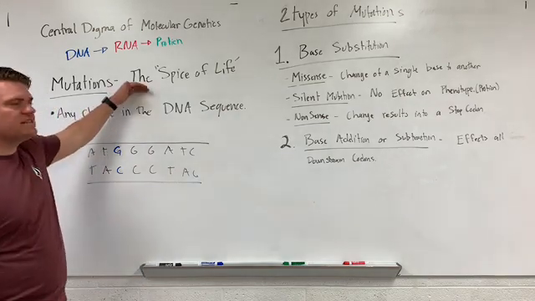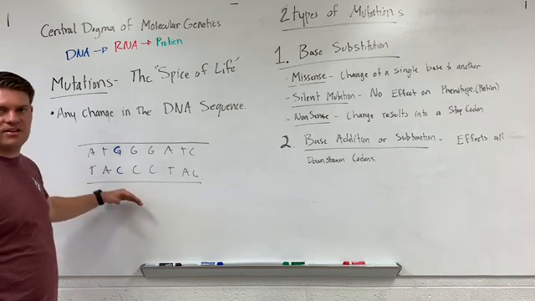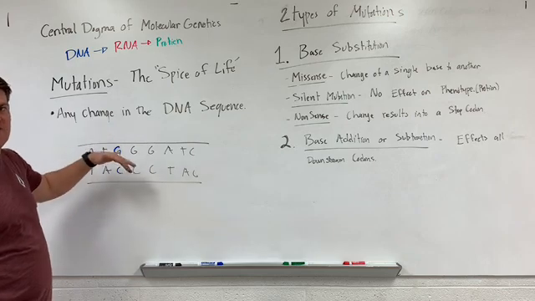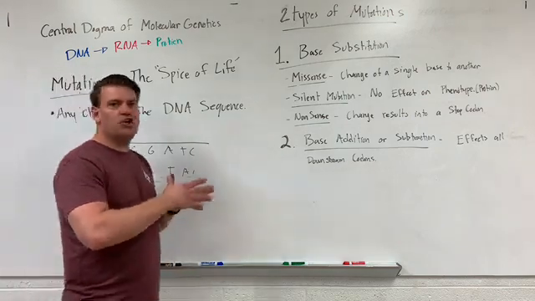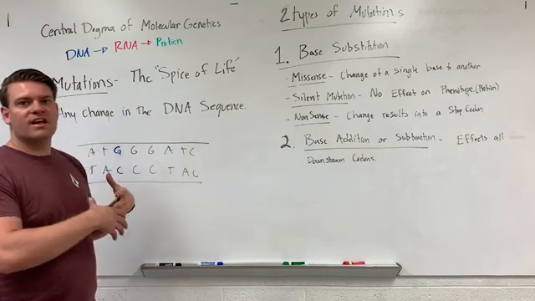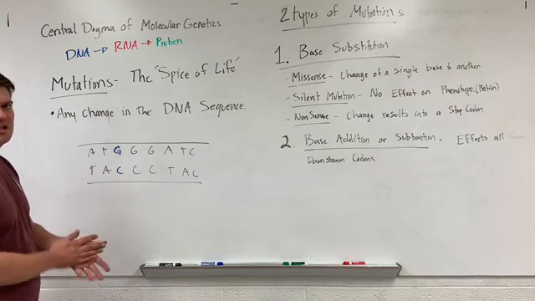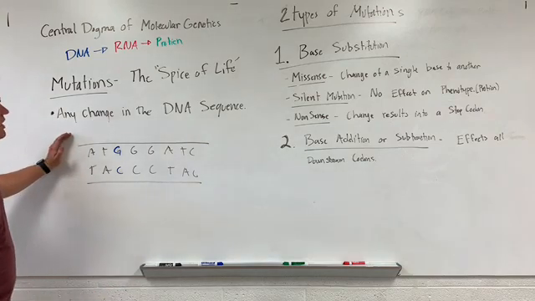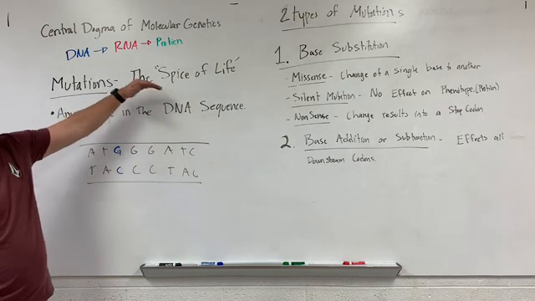So mutations, even though most of the time they are bad, deleterious, harmful, they kill the cell, every once in a while you get a mutation that's actually beneficial, and those mutations, as they accumulate over millions and millions of years, is how evolution is actually able to occur. And we'll be talking a lot about evolution in some later chapters down the road. So that's why we call it the spice of life.